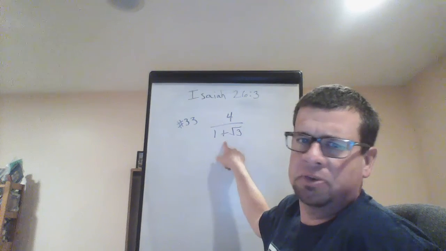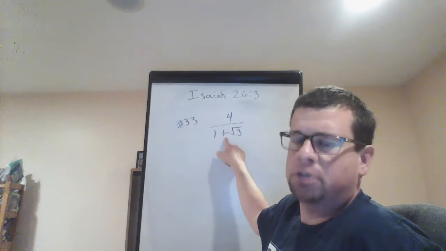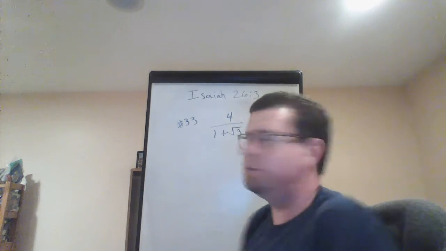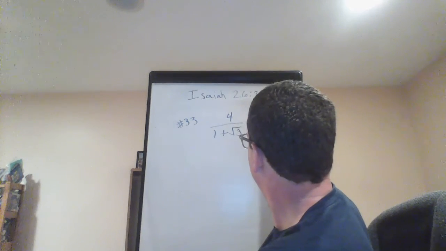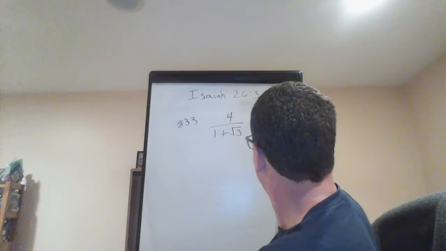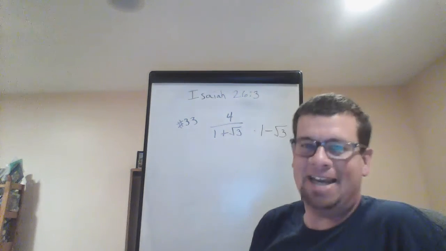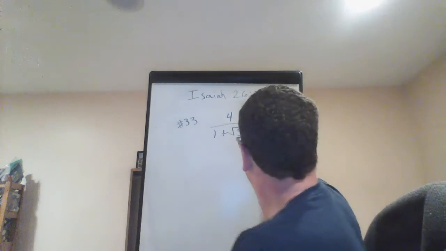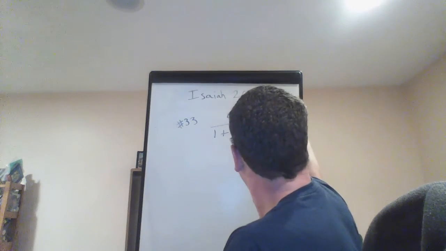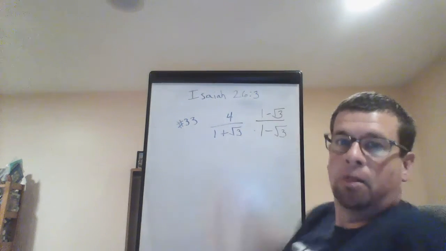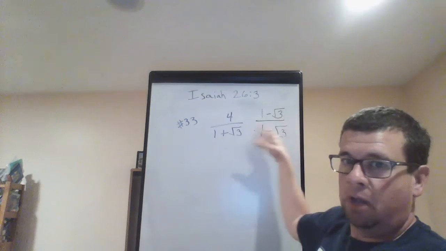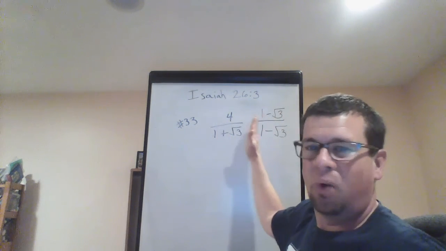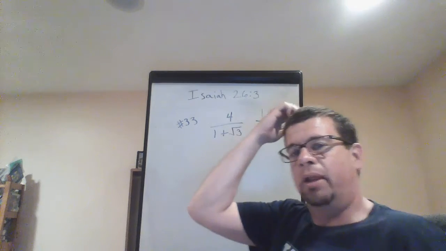And the conjugate is real simple. Change the operation in the middle to its opposite. So for 1 plus the square root of 3, the conjugate would be 1 minus the square root of 3. I'm going to do that on top and bottom, because again, this is just 1. So I'm taking our original expression times 1, so I'm not changing it. But let's watch what happens.